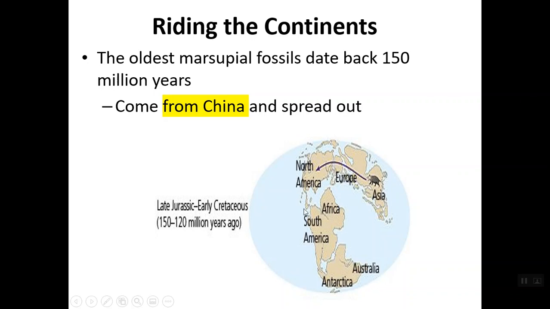Now you have to understand that we're talking about 150 million years ago, where the continents were still connected. There was some separation, but they were still connected. And of course, this allowed the spread out of this group.